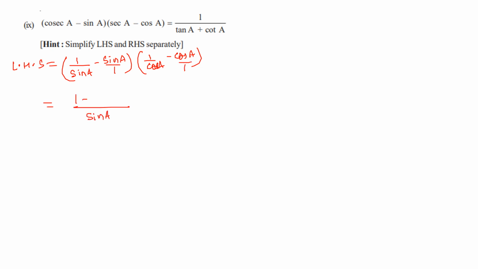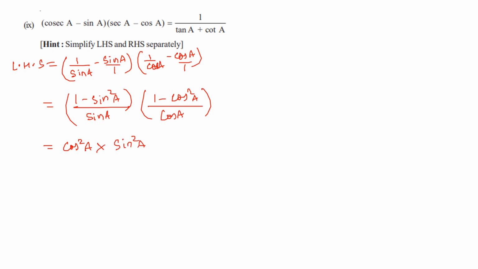So it will become 1 minus sine square A. And in the second term, LCM is cos A, so it will be 1 minus cos square A. And 1 minus sine square A is cos square A, if you use the identity cos square A plus sine square A is 1, right? So 1 minus sine square A will give cos square A, and 1 minus cos square A will give sine square A. That divided by sine A into cos A.